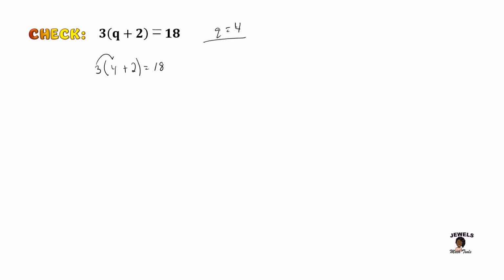So 3 will be distributed to 4, and 3 will just be distributed to 2. So 3 times 4 is equal to 12. 3 times 2 is equal to 6, which is equal to 18. And we know that when 12 is added to 6, it's equal to 18. So we see that both sides of the equation equal to 18. So that method is using our distributive property.